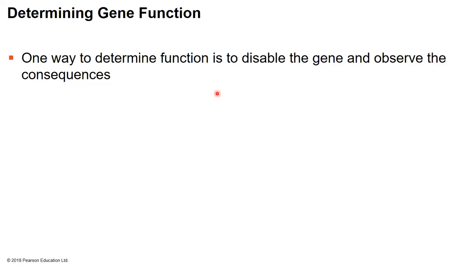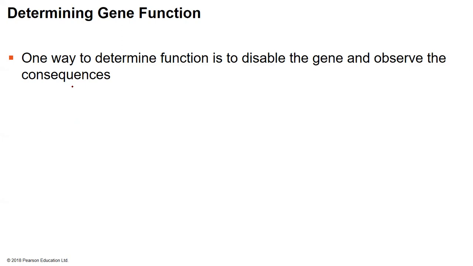Sometimes we want to use techniques that will tell us something about the gene function. Scientists are always trying to understand what the function of a gene is, or to have some information about the gene function. One way to determine the gene function is to disable the gene and observe the consequences.